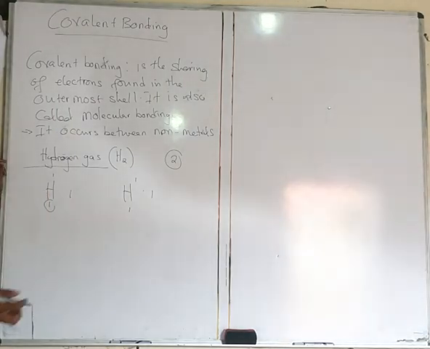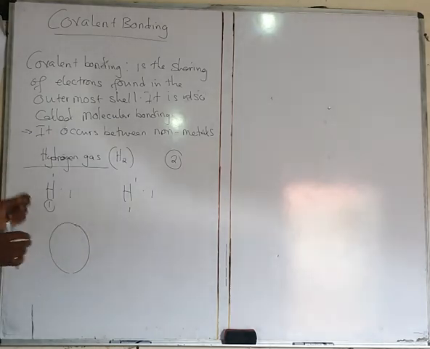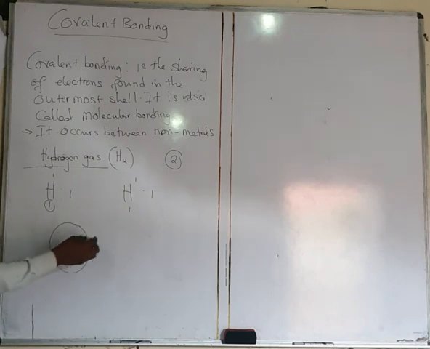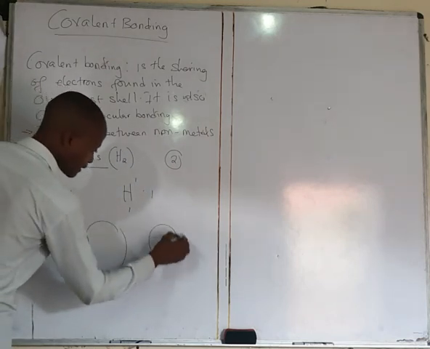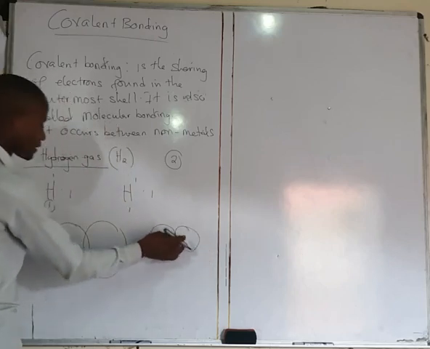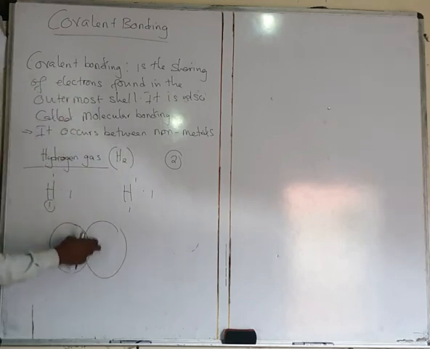We all have 1 anyway. So just draw the shell for hydrogen. Now to show that they are sharing electrons, these shells must interlink with each other. You can either draw it like this, or they can just touch like that. You don't form a second between. This and this is okay. It's the same thing. This part is showing that they are sharing electrons.